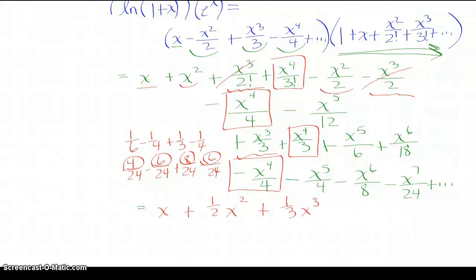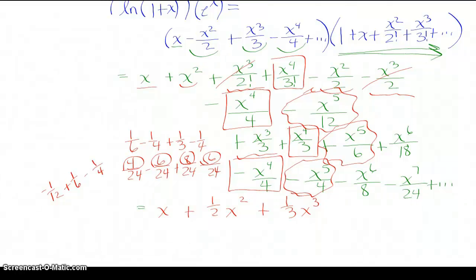So now let's go back and we'll get our x to the 5th terms. And there are 3 of those. So I have minus 1/12 x to the 5th, and then I have plus 1/6 x to the 5th, and then I have minus 1/4. And they all have a common denominator of 12. So 2 12ths minus 3 12ths. So those are negative 4 12ths plus 2 12ths is a negative 2 12ths, or a negative 1/6. So minus 1/6 x to the 5th.